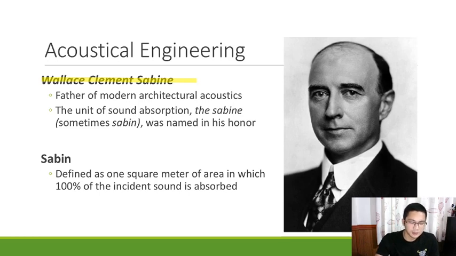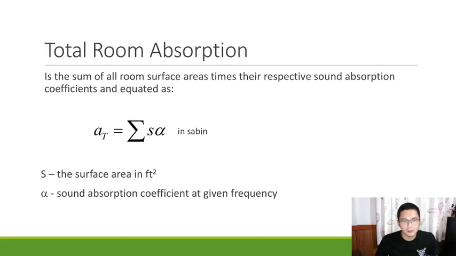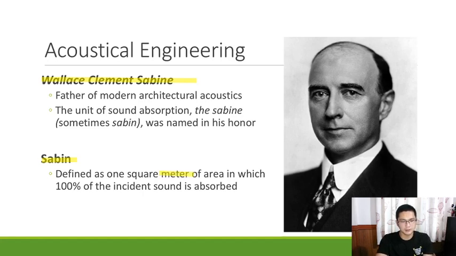So, what is a sabin? A sabin is defined as 1 square meter of area in which 100% of the incident sound is absorbed. Let's say, for example, you have a 3 by 3 square meter area. Of that one square meter, how much sound does it absorb? Or, if you take the total absorbed sound, how many square meters of area absorbed that sound? That is 1 sabin. We use it as the unit for room absorption, because it measures the sound absorbed on a given surface. By the way, this should be square feet. Sorry, this should be square feet.